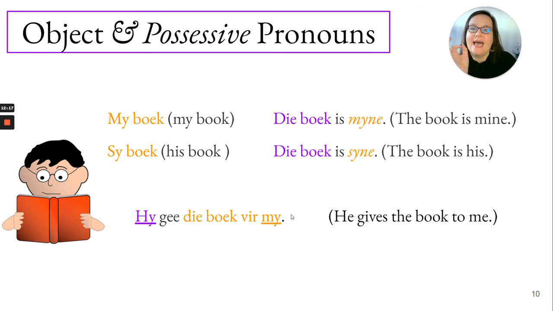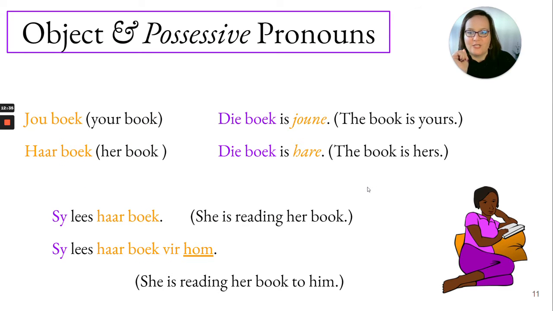Also when you say ek is lief vir jou, I love you in Afrikaans. Ek is lief vir, you don't say jy at the end, because jy is the subject pronoun, and you must use the object pronoun when you're talking about the object of a sentence. Let's look at more questions.